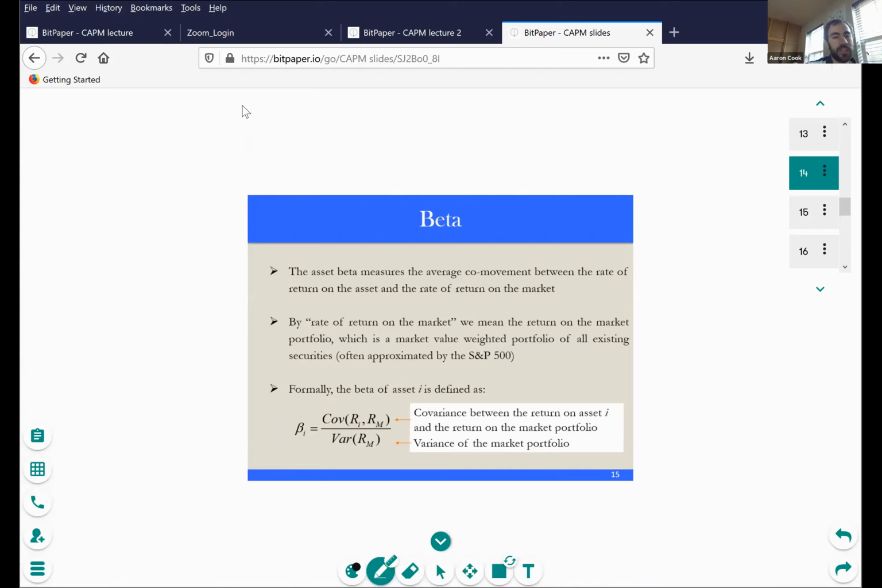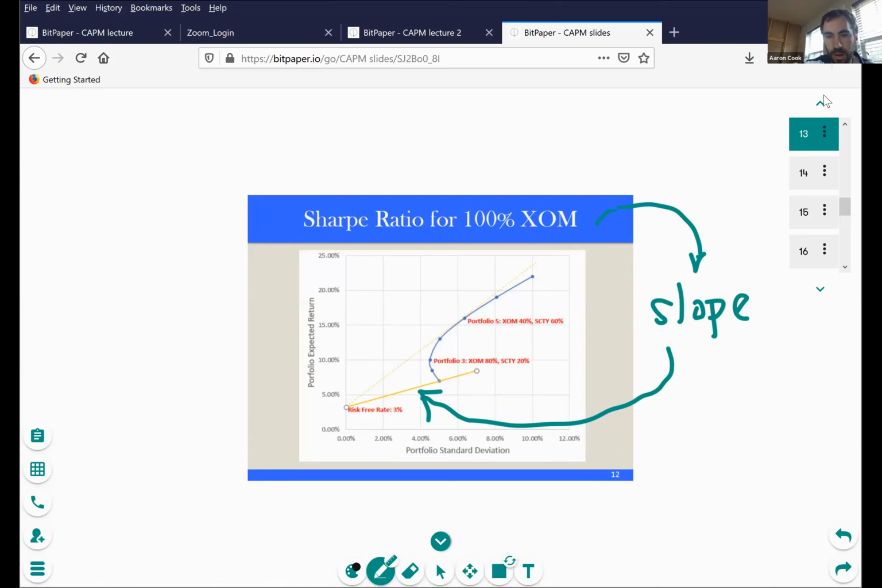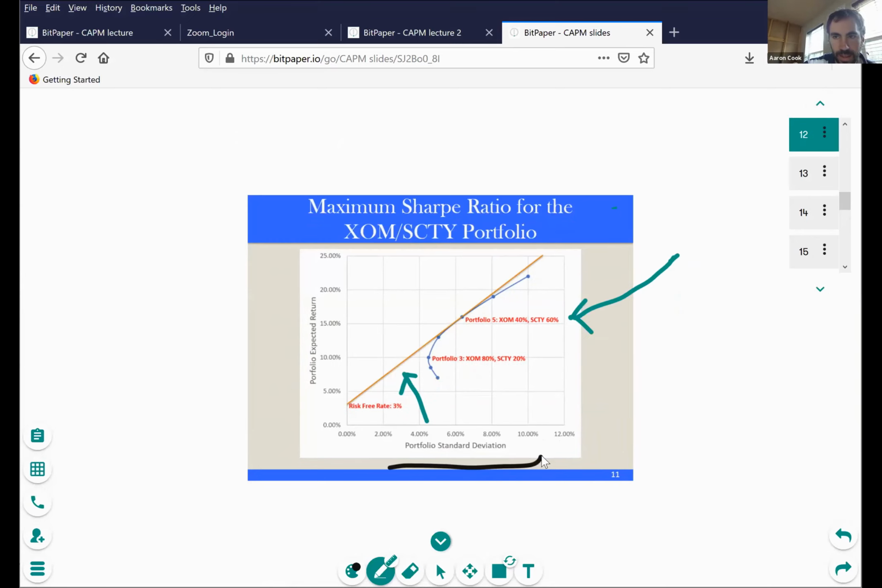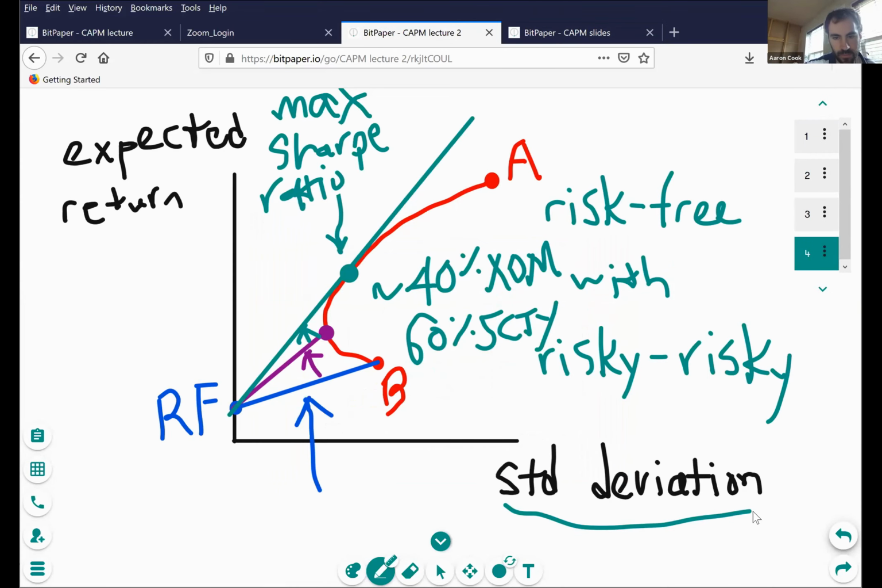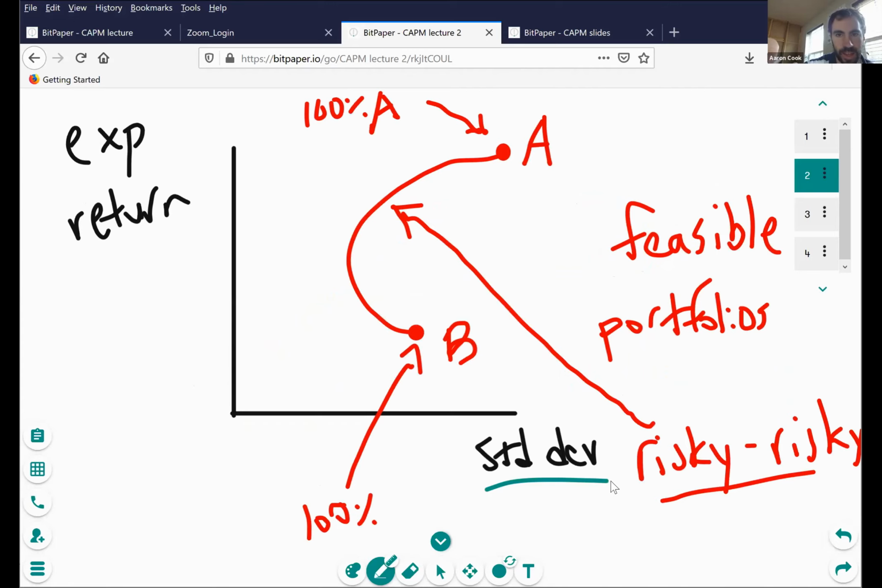Now, beta is like, we've been computing the standard deviation of individual stocks. That's what we were doing when we were looking at graphs like this. We have standard deviation on the x-axis. That was true everywhere. We were plotting standard deviation on the x-axis.